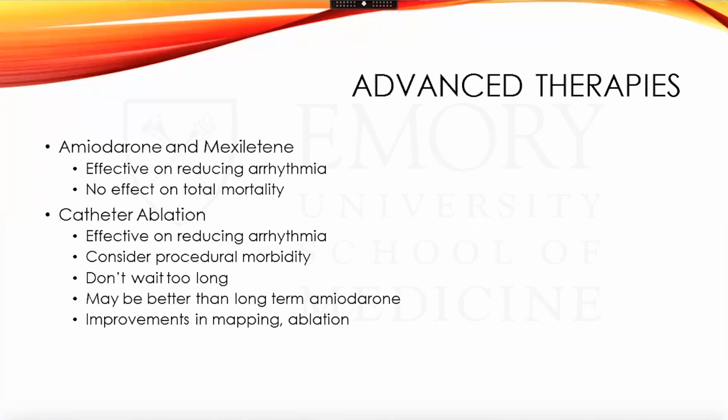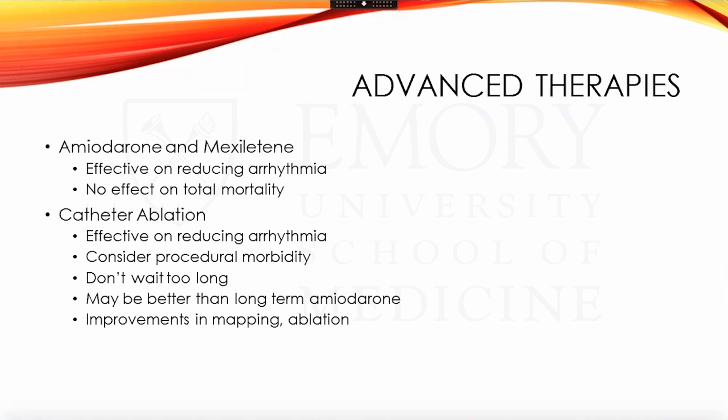The advanced therapies that we talk about essentially are amiodarone and mexiletine. These are effective at reducing overall arrhythmia burden, but they don't affect your total mortality. Amiodarone is an antiarrhythmic that affects many different channels. Mexiletine is a class 1B. It's essentially oral lidocaine. It shortens your QT. So we normally will start with amio and add mex if amio is not working.